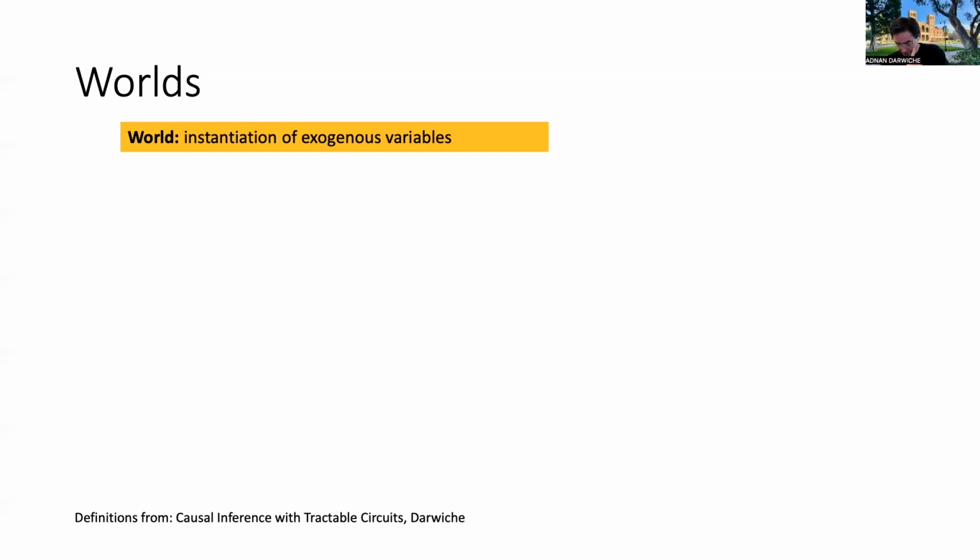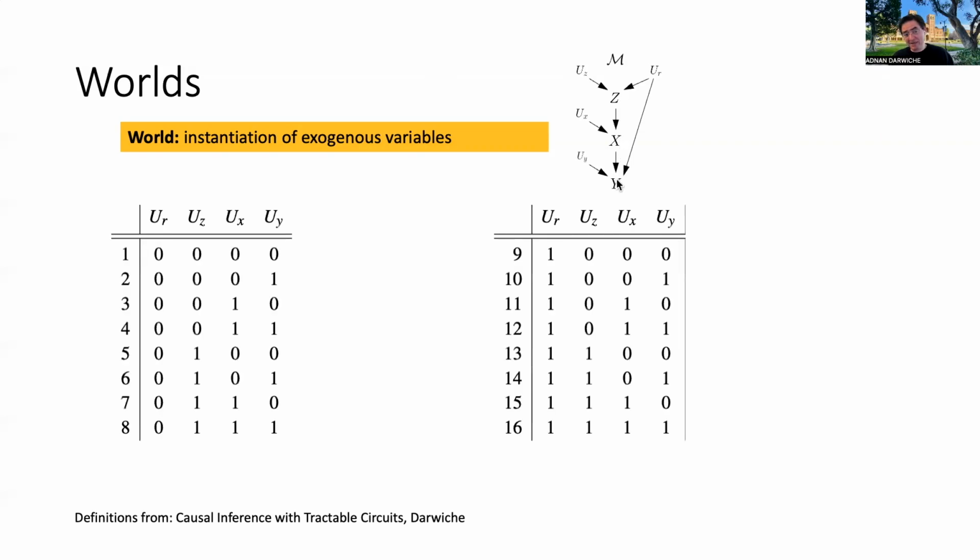Now, why didn't we include all variables? Usually when we define the notion of a world, it's an instantiation of all variables. But in a structural causal model, the endogenous variables are functions of their parents, so the minute you fix the value of the exogenous variables, these variables get fixed as well, right? Let's see it.